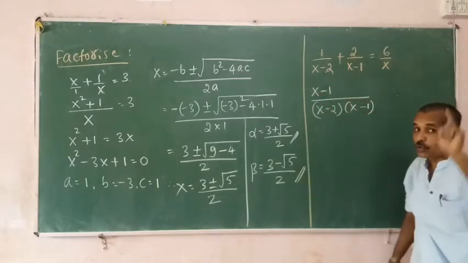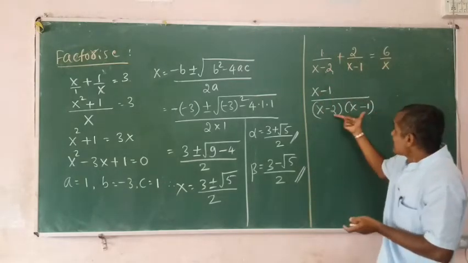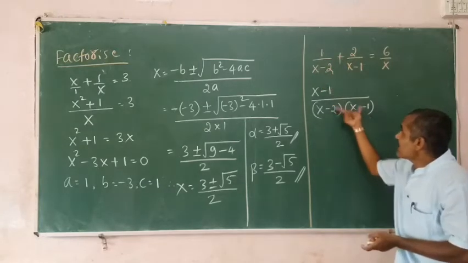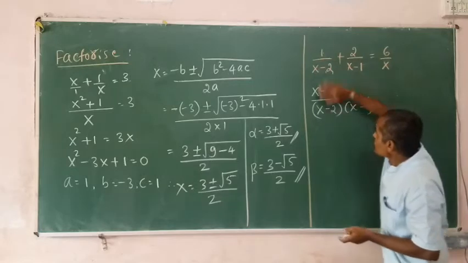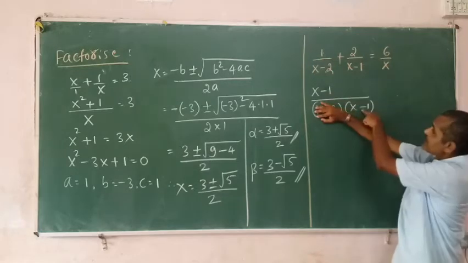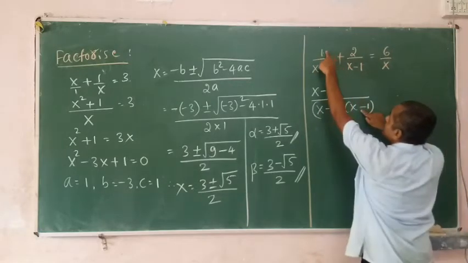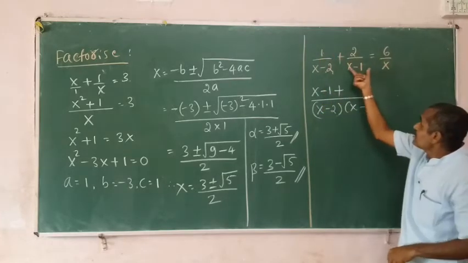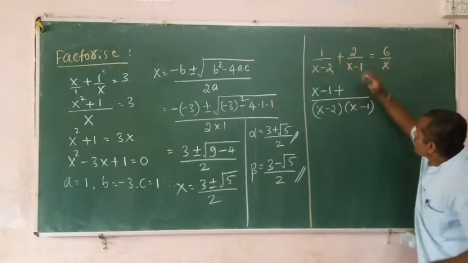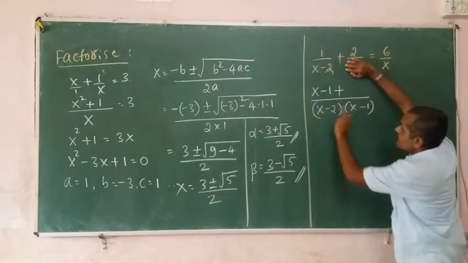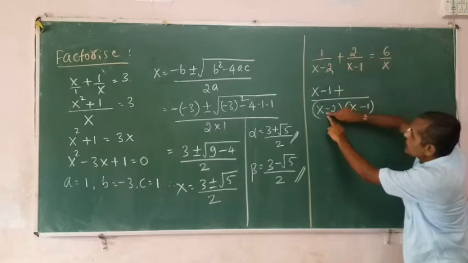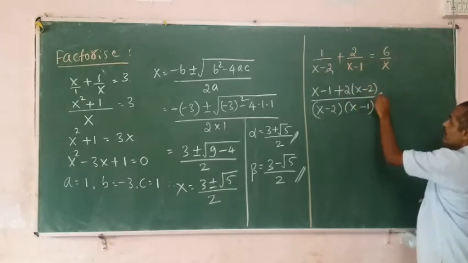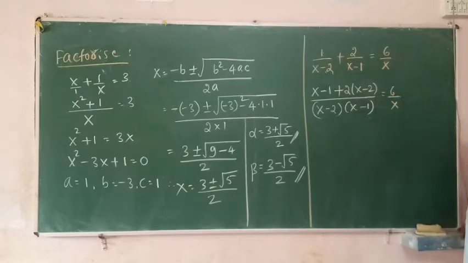The students who don't know about this, once again listen to me. This is the LCM. This is the denominator. Denominator and LCM have to be compared. x minus 2 is the same. This is the extra term. With this extra term, you multiply 1 into x minus 1, which gives you x minus 1, plus this denominator, this LCM, compare. This and this are the same. With this, you multiply 2 into x minus 2, plus 2 into x minus 2 is equal to 6 by x. Come on.